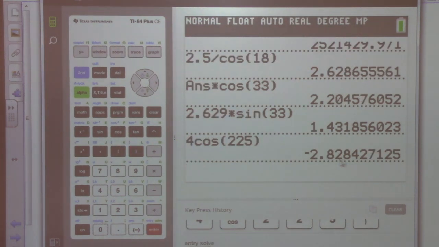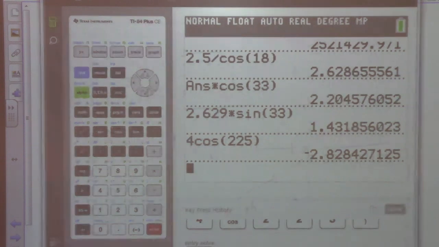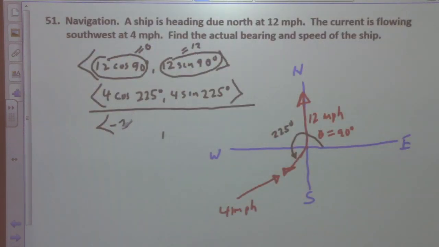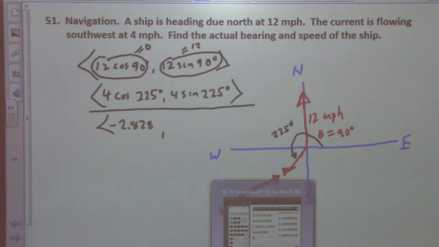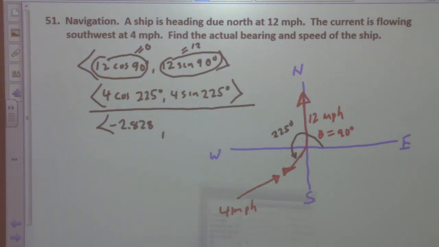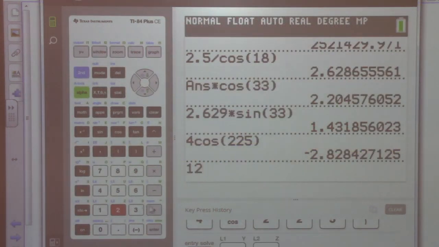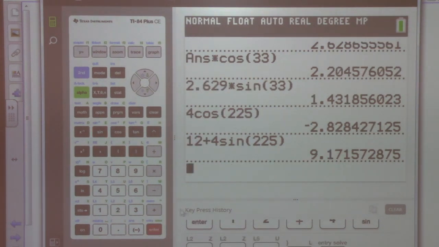So negative 2.828. And then you have 12 plus 4 sine 225 degrees. Now I know it's going to be 12 minus 2.828, so 4 sine 225 degrees. So 9.172.